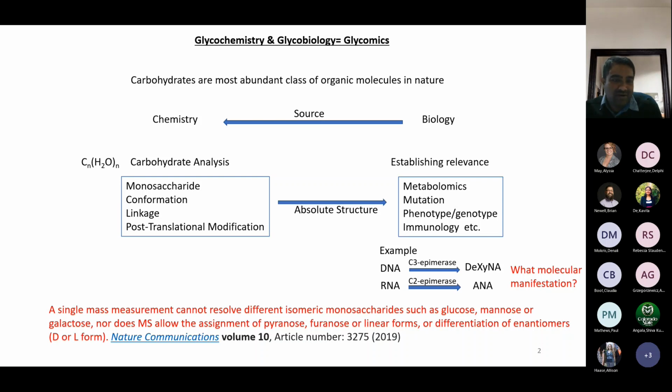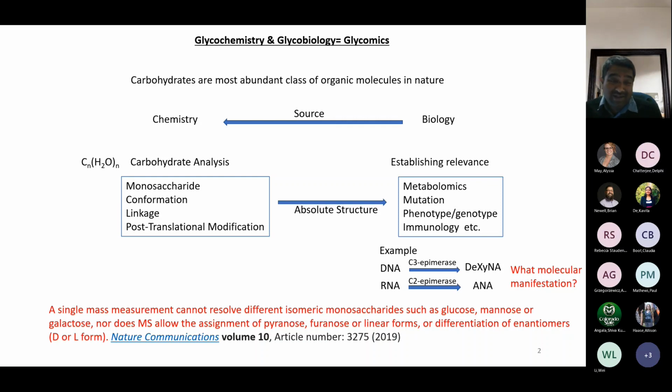And what kind of relevance with the absolute structure one can establish? I wrote some wild example, like deoxyribonucleic acid. If we change to deoxyxylonucleic acid, what molecular manifestation happens? This transformation is basically just one single transformation using C3 epimerase. So these sort of things come.